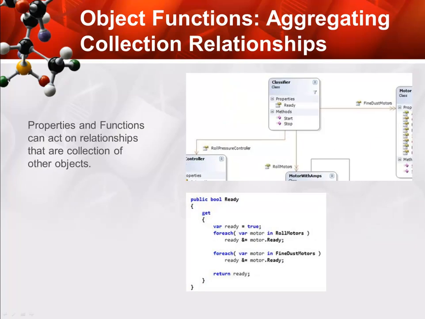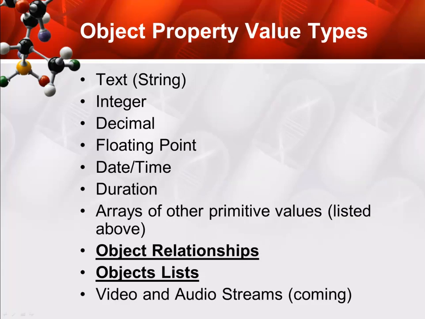Another good example of this is where an object is configured to be related to multiple other objects. In this example, the classifier is ready when all of its roll motors are ready, however many there are, and when all of its fine dust motors are ready, however many there are. Because we're leveraging knowledge of the relationships and links between industrial automation information, we can write code that applies to multiple scenarios. The alternative is repetition of code, which means more places where work is needed when change happens, or when fixes are made. MVX objects are made up of these types of property values.